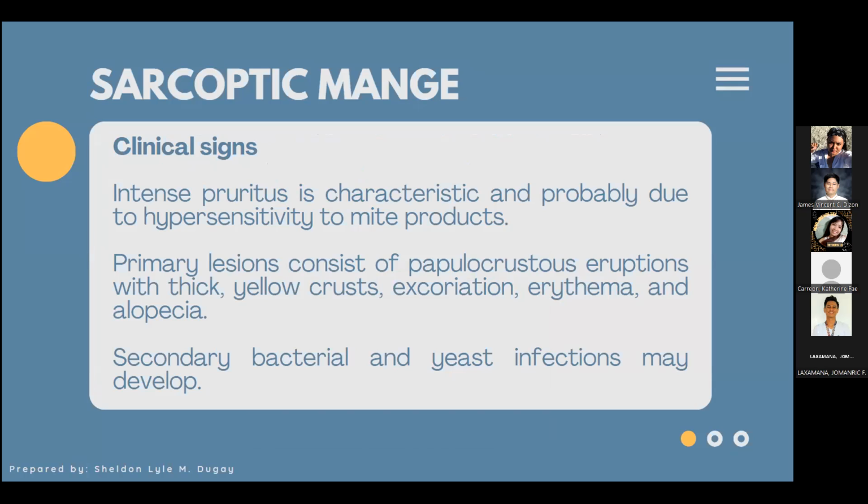So, ano ba to? Yun. Yung eruptions, nagiging thick siya kasi kumakapal, kasi nagkakaroon ng keratinization ng skin. So, yun yung dahilan kung bakit nangangapal siya. Tapos nagkakaroon din ng erythema or nagiging reddish yung area. Tapos kapag may sarcoptic mange or may sarcoptes na infestation, nagkakaroon din yung dog or cats ng secondary bacterial infections kasi mahina yung immune system nila, pati nagkakaroon din sila ng yeast infections.